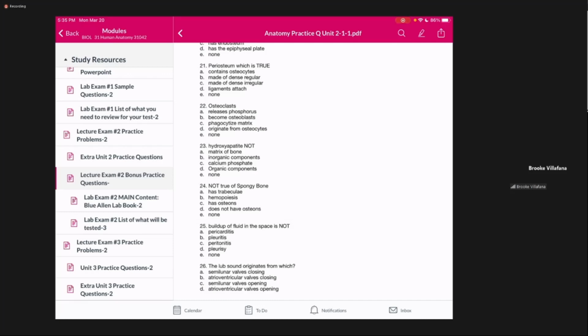Question 23, hydroxyapatite. Which of these would not be correct? So hydroxyapatite is not the matrix of bone. It's not inorganic components. It's not calcium phosphate. It's not organic components. No, that's not what it's saying. It's saying not true. I don't know why I didn't put true. Just pretend not true is on there, and that will make it more clear. Which of those is not true?